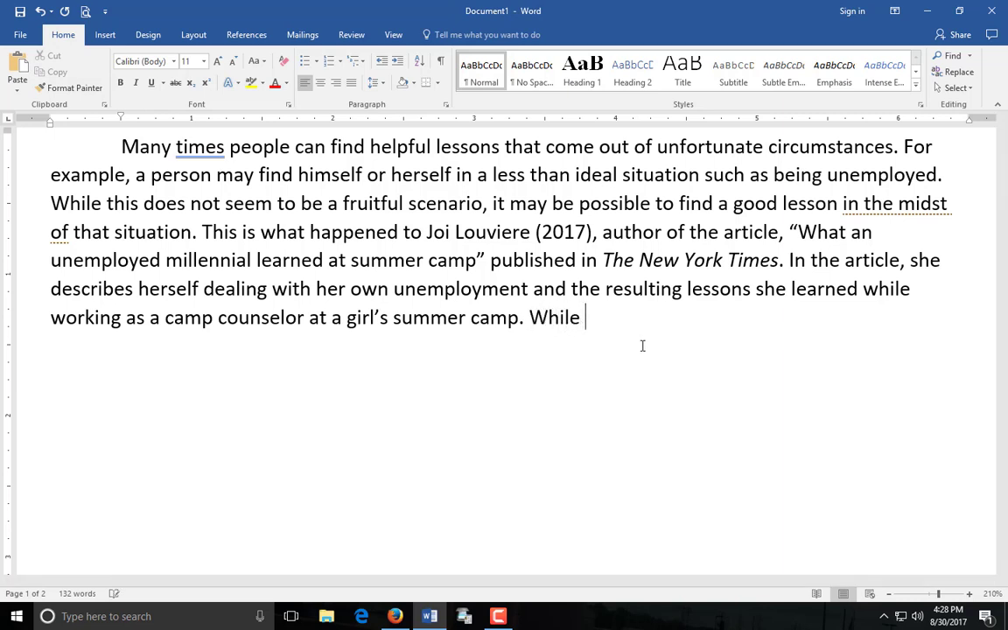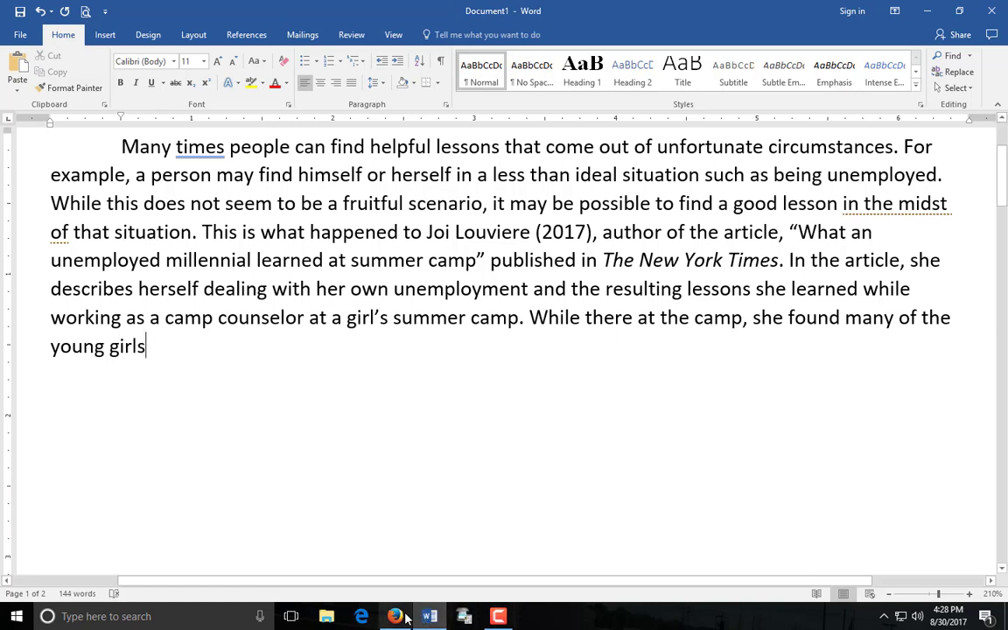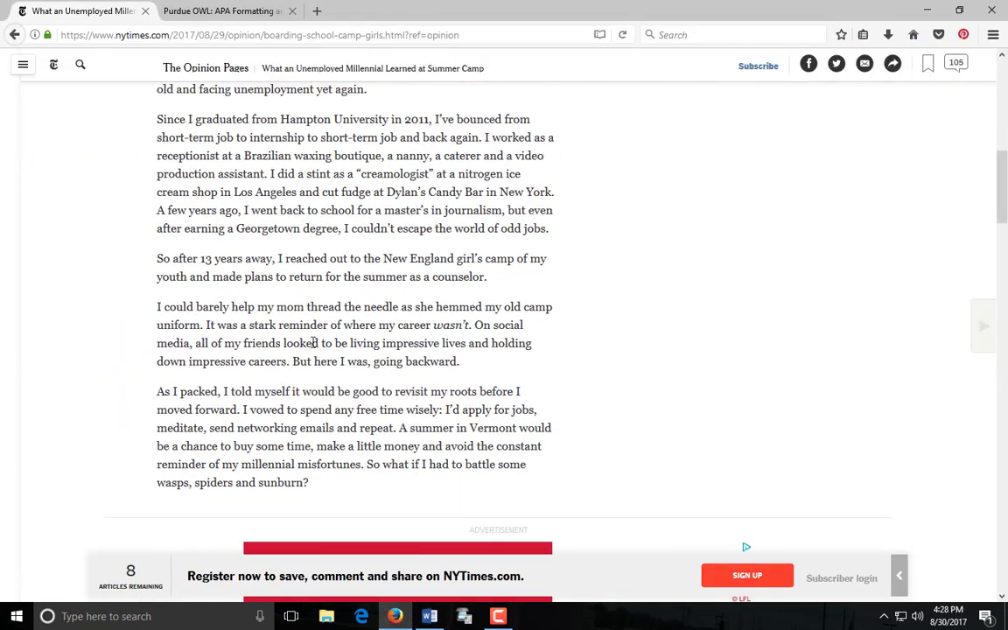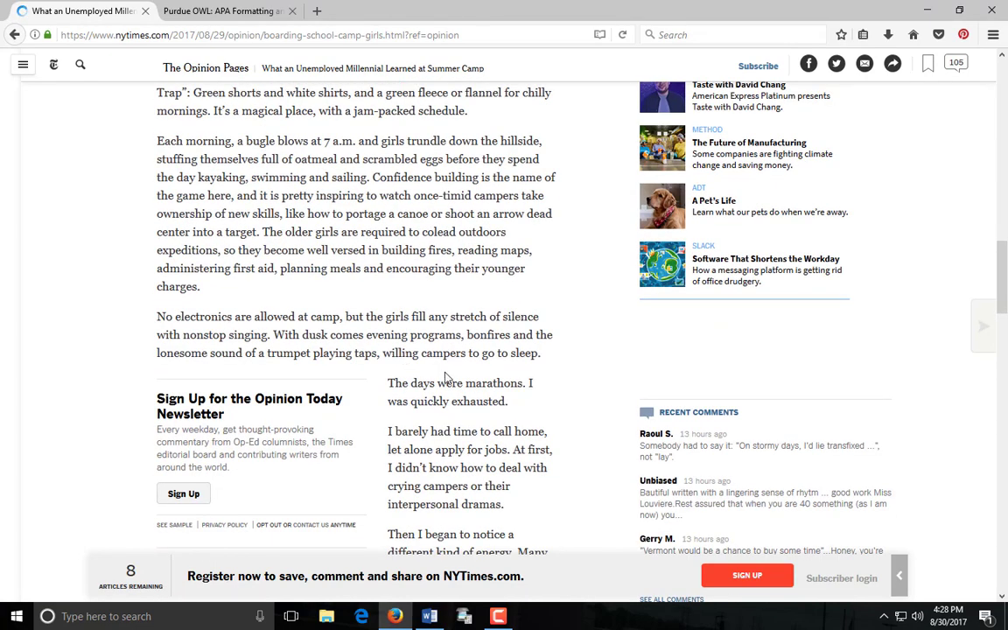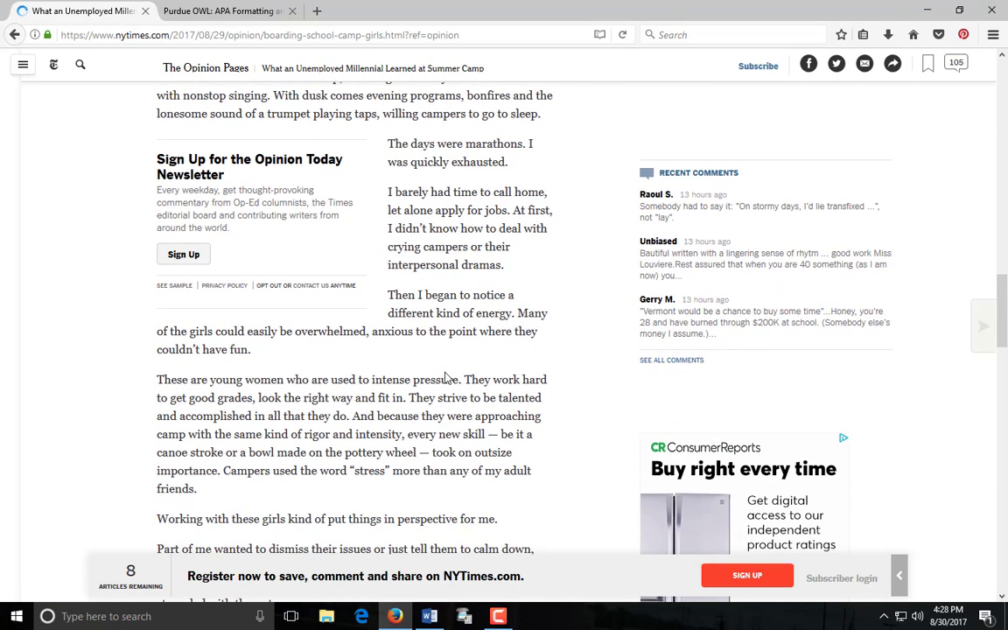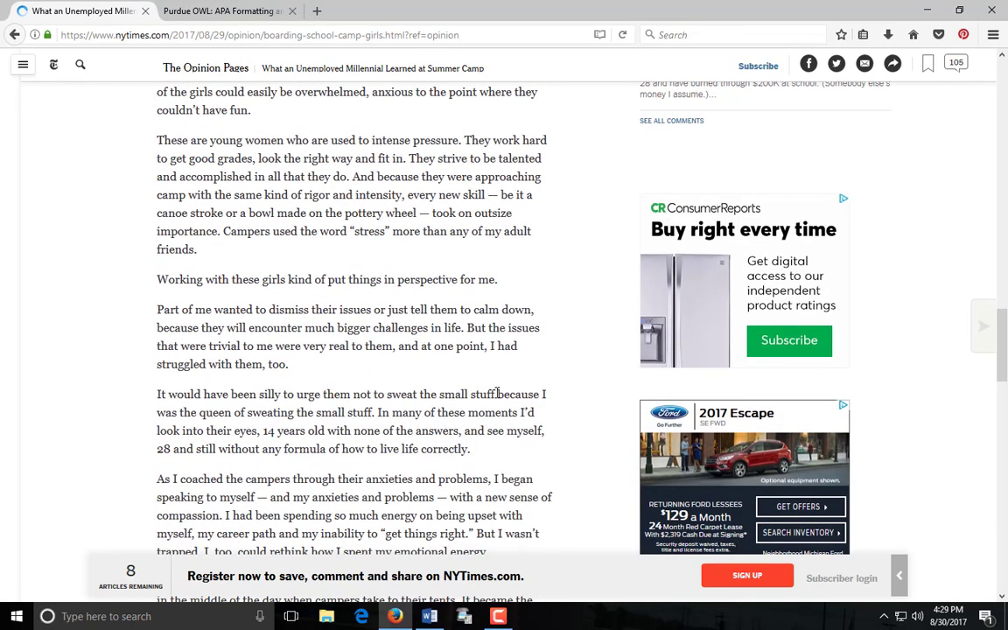Let's see. While they're at the camp, she found many of the young girls... At this point, you might be wondering, how old are they? Because girls can cover quite a range. So I would go and find back in the article how old they are, because that could be an important detail. At least it gives the readers a clear idea of what kind of girl she's working with. Because they're actually saying young women.